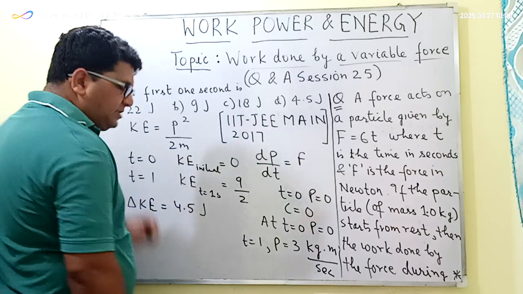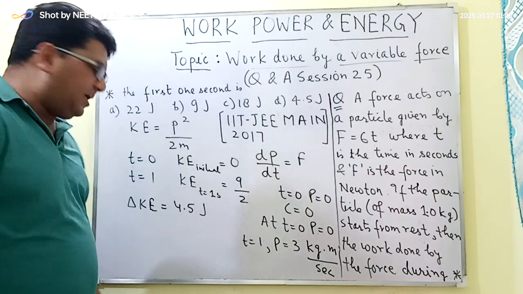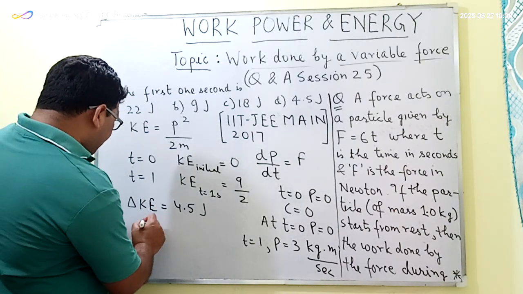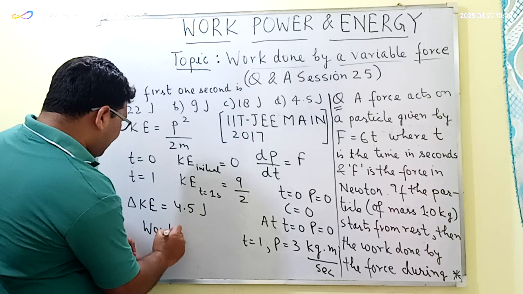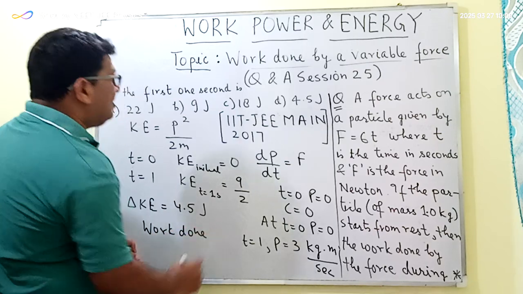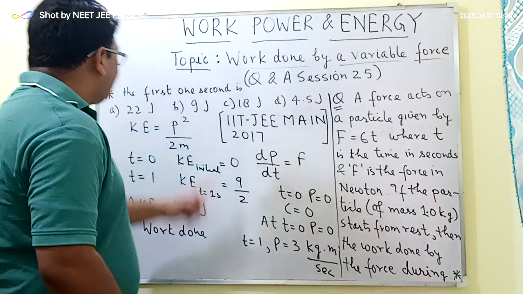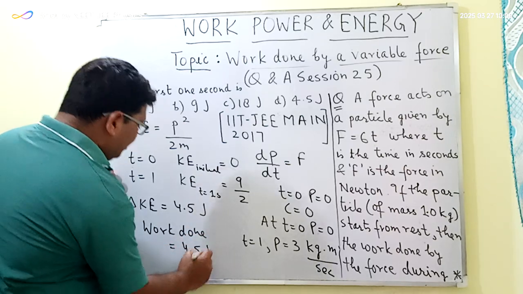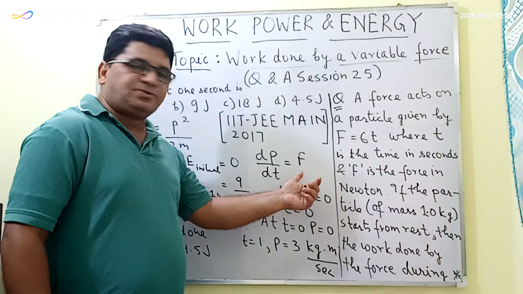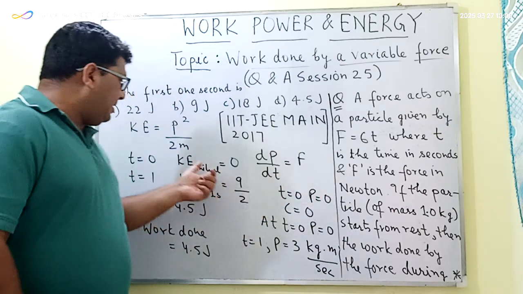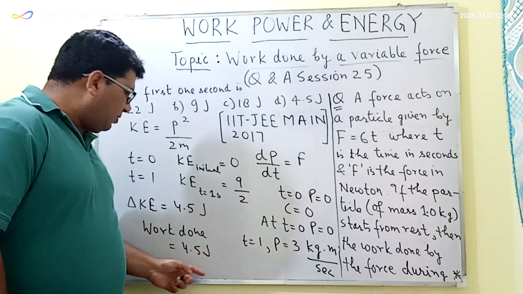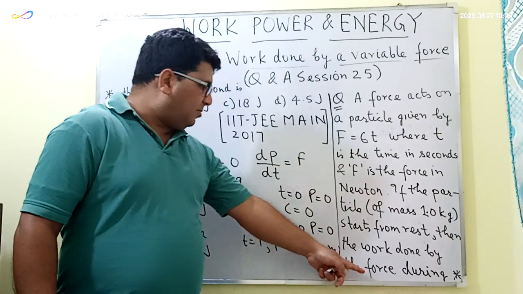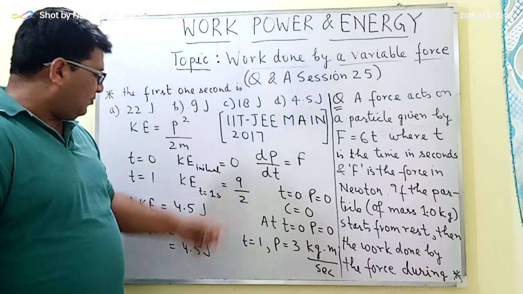Now as per the work energy theorem, the change in the kinetic energy is equal to the work done. So the work done by the force during the first 1 second will be equal to 4.5 joule. So in this question we have used Newton's second law and the work energy theorem in order to find the work done by the force during the first 1 second.